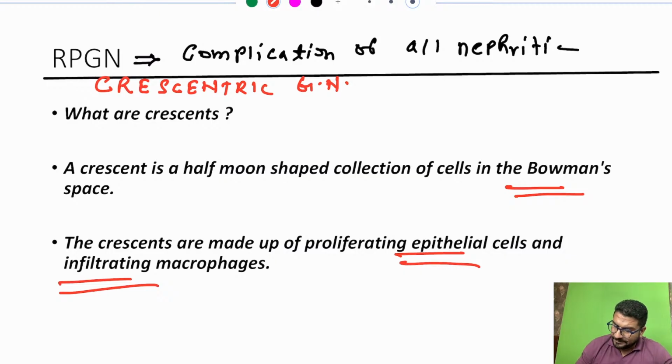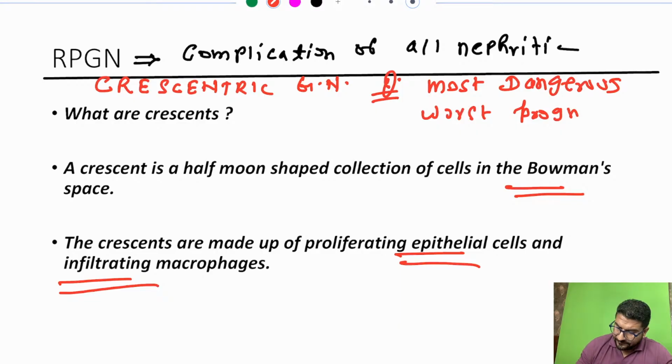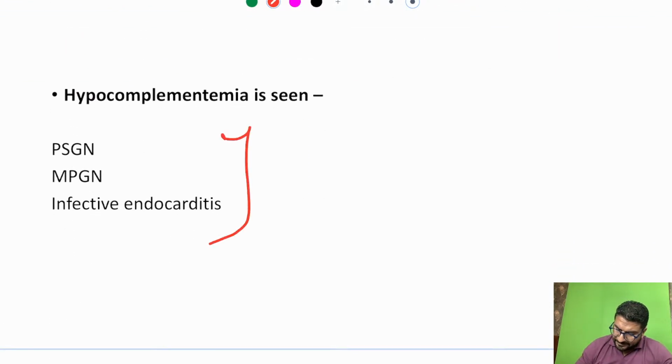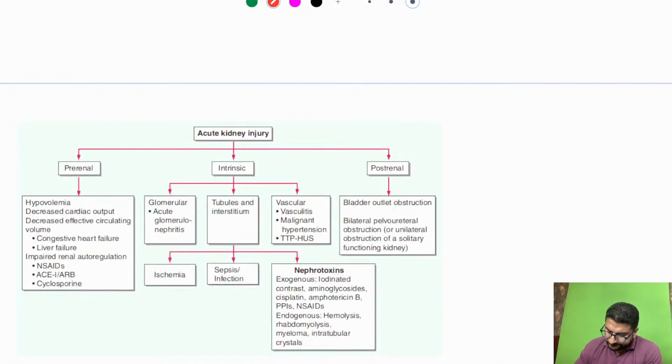So RPGN is the complication. But understand what they ask you. They ask you this is the most dangerous type, and this will have the worst prognosis. Means in 1 to 2 weeks the patient will have total kidney failure. So these are the MCQs which you have to remember on RPGN. Okay, low complement you will see in PSGN and MPGN and infective endocarditis. These are the vasculitis. So they ask you all-except questions. Hypocomplementemia you will see in all except. This type of question they ask in exam.